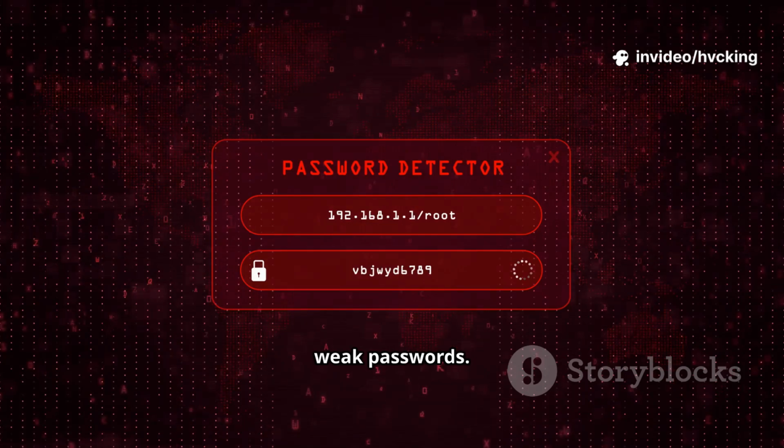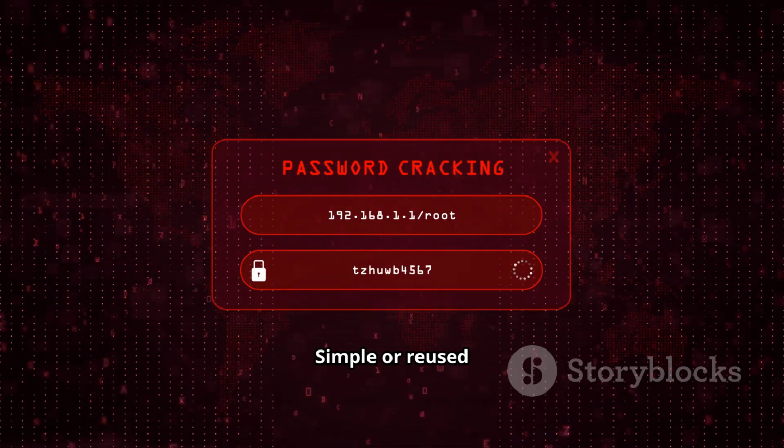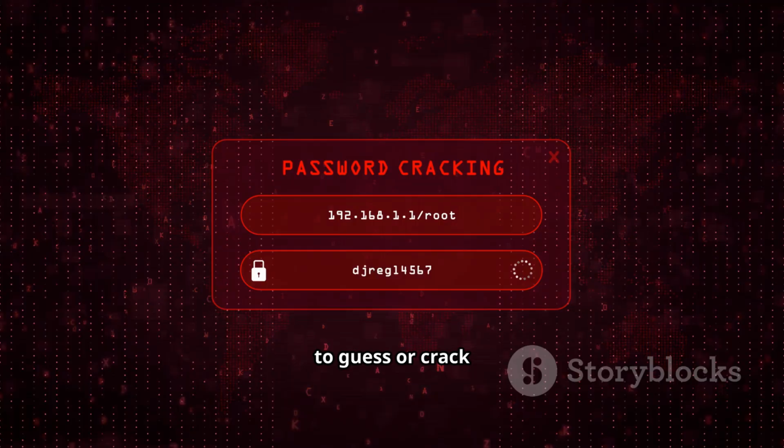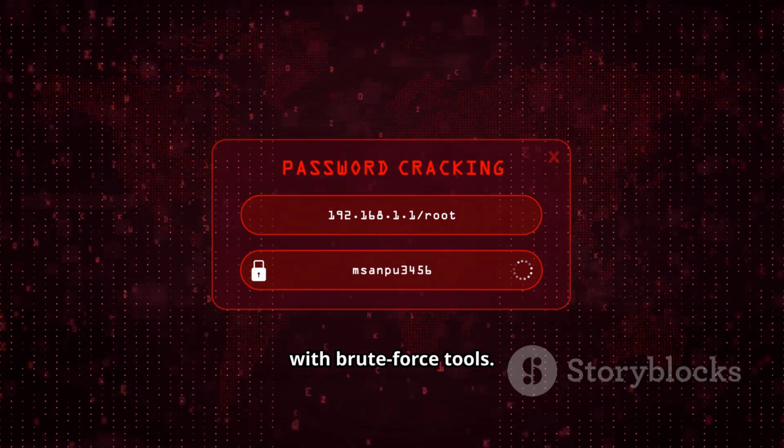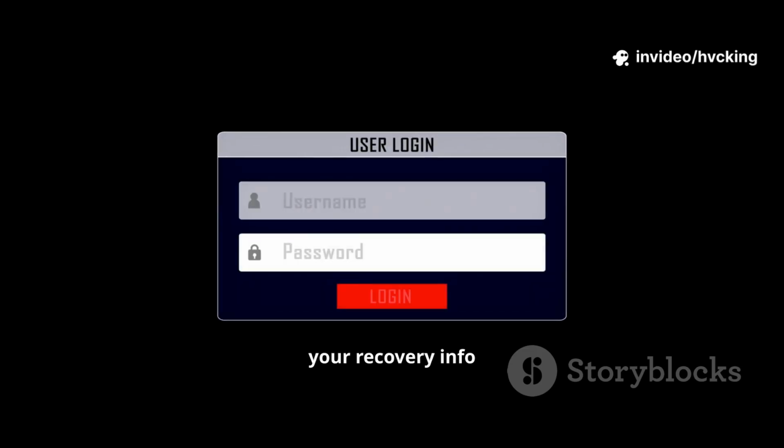Third, weak passwords. Simple or reused passwords are easy to guess or crack with brute force tools. Once they get in, they can change your recovery info and lock you out.